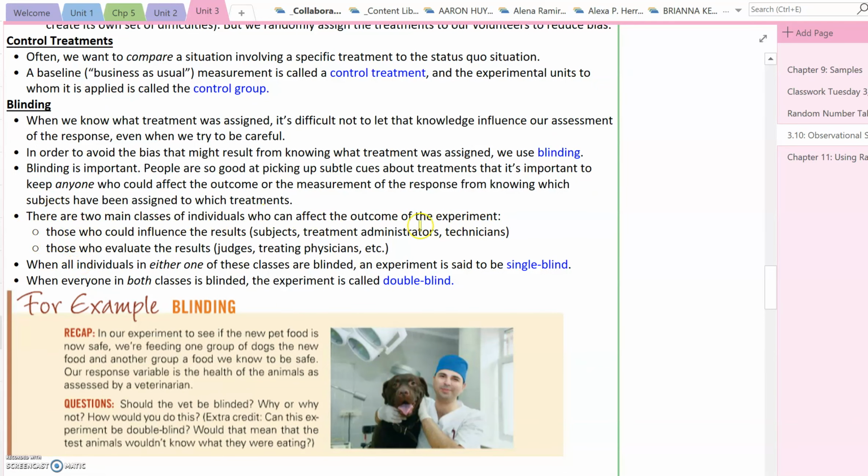So there are two classes of individuals: those who are influencing the results, like the people that are being treated, right? The subjects, the treatment administrators, or the technicians, and then those that evaluate the results, the judges, the treating physicians, things of that nature. So when one of those classes is blind in an experiment, like say you are a part of an experimental group, but you don't know if you're getting a placebo, we'll talk about what that is in a little bit, or an actual medication, then you are blind in that experiment.